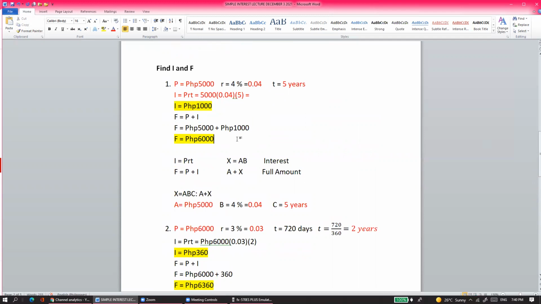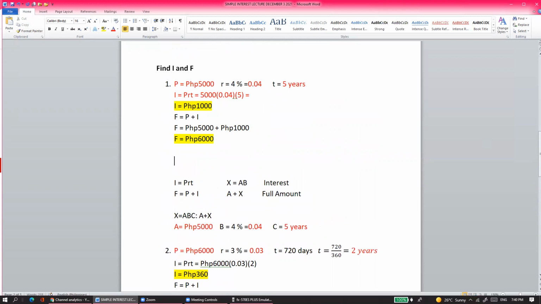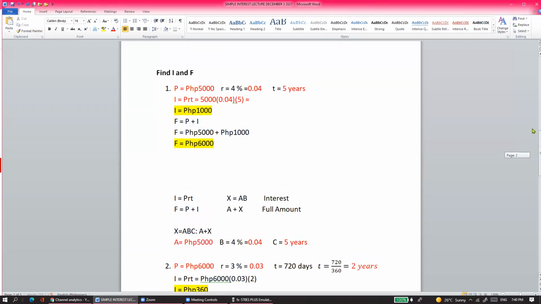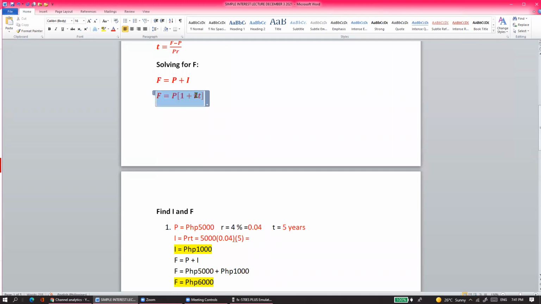And anyway, look at it anak, no? What if I did not use this formula? Ayaw kong gamitin yung P plus I kasi hindi naman tinatanong ang I. What if kung tinatanong lang ang F? Isn't it that we have this formula that I typed before? Ito siya. So let me use it.